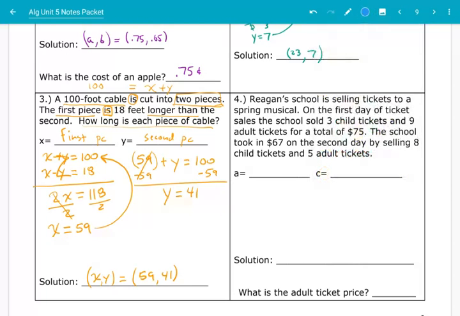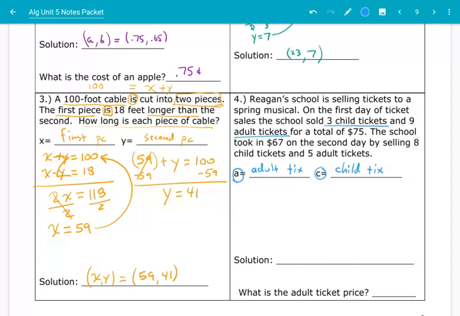Okay, Reagan School is selling tickets to a spring musical. On the first day of ticket sales, the school sold 3 child tickets and 9 adult tickets. So here's our 2 variables. We have adult tickets, and we have child tickets. These tickets are made out of adults, and these are made out of children.